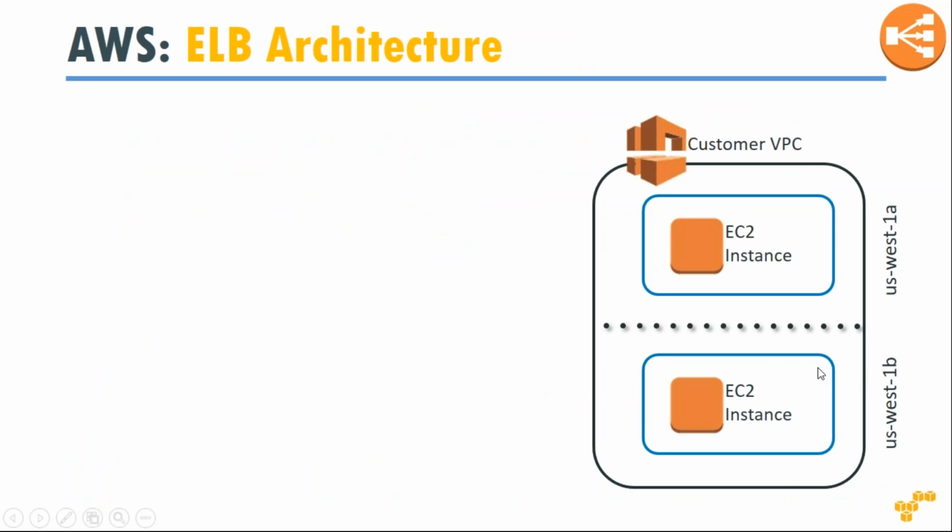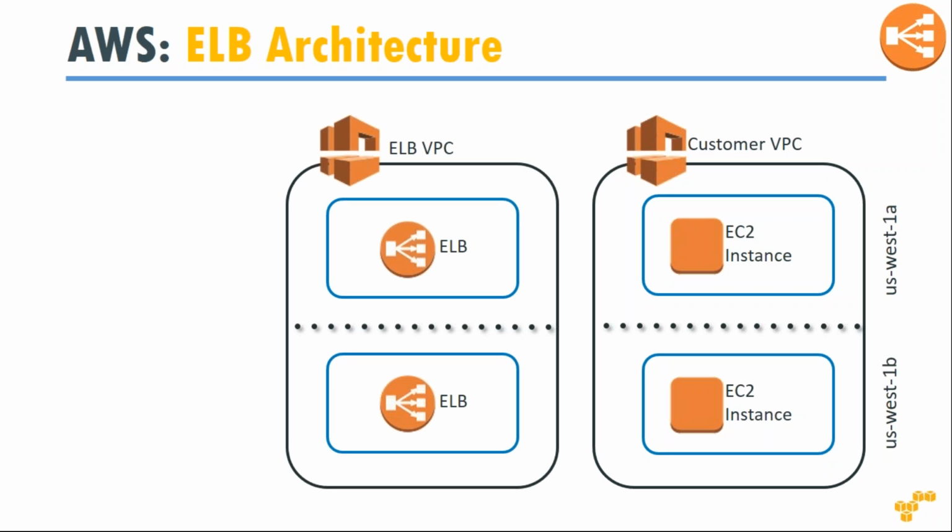Moving forward, this is a rough architecture of how an elastic load balancer looks like in a real world scenario. Consider a small VPC that you have in the US West region, and you also have instances on two availability zones, 1A and 1B, for high availability. So you need to distribute traffic to both these groups of instances equally so that one instance does not get overloaded. So that is when you introduce an elastic load balancer in a separate VPC or in the same VPC. You can do it either way.